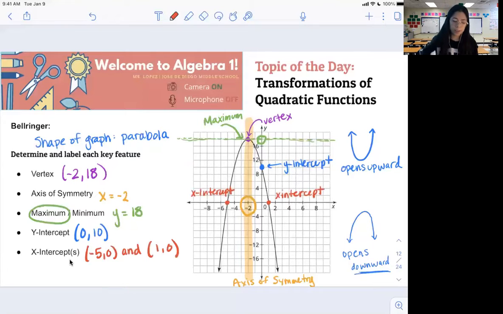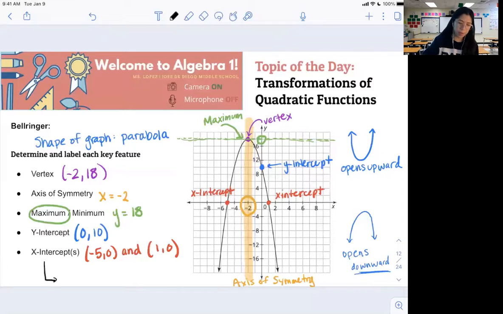Now, x-intercepts, I want you guys to write this down because we're going to be talking about this a little bit later in the week, but you might see it come up before that point. So I just want to make sure we all know. X-intercepts have 2 different names.